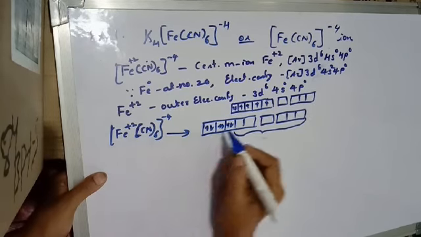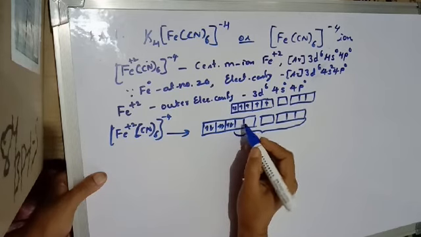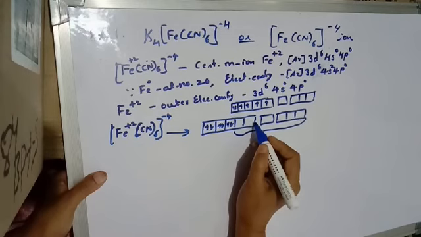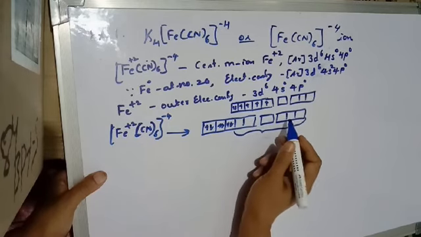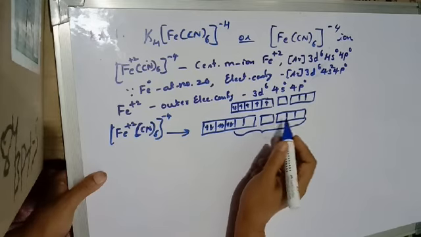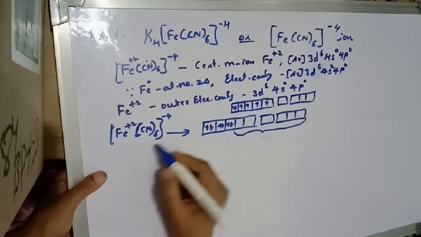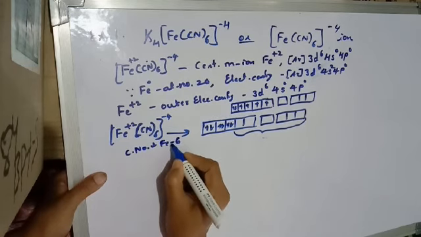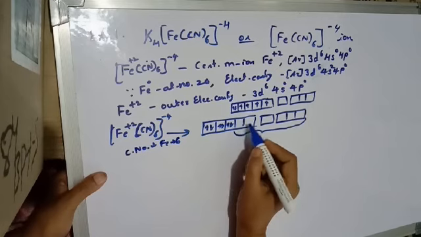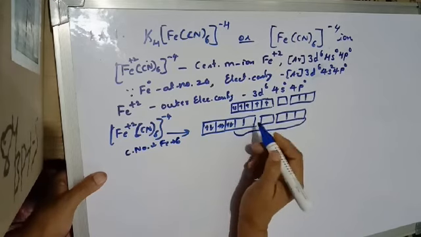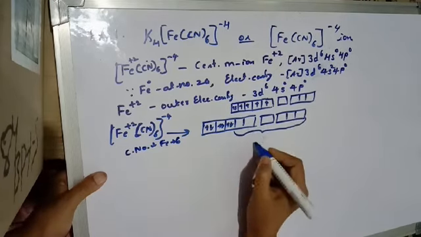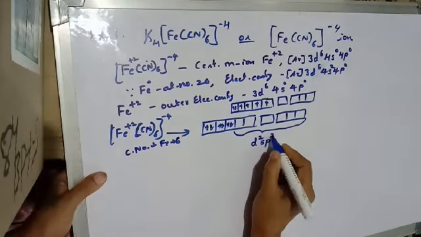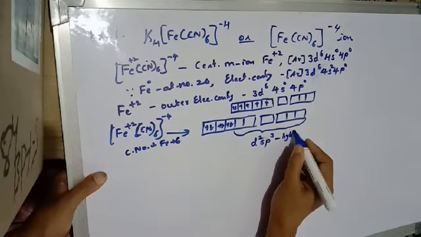This central metal ion keeps ready, according to the first point, a certain number of atomic orbitals empty. Here 6 atomic orbitals are made empty because the coordination number of Fe is 6. Therefore 6 empty orbitals are kept ready and they undergo hybridization. So now the type of hybridization is d2sp3. Hybridization takes place.